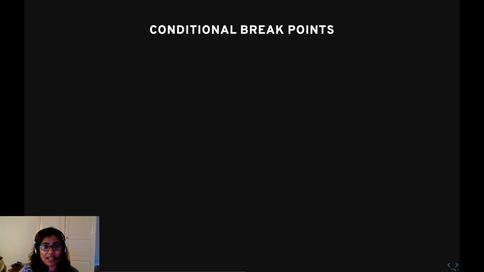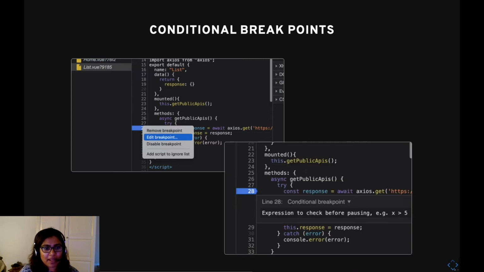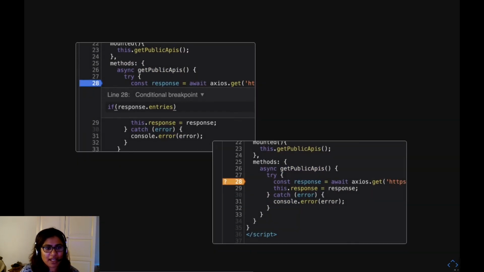Conditional breakpoints will allow you to pause on a line of code only when a certain condition is met. You can do it by right-clicking on the line of code and clicking on edit breakpoint, and then a box will pop up where you can add the expression. In this case, I'm trying to check if response.entries is defined, and only then pause. After saving that, it would appear as orange. A normal breakpoint appears as blue, and here you can see it appears as orange with a question mark, indicating that it's a conditional breakpoint.